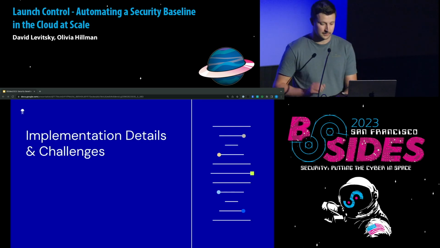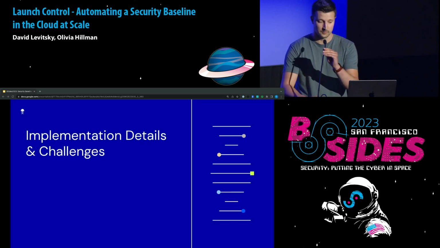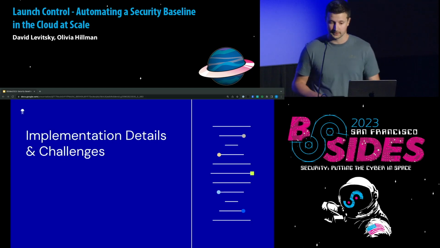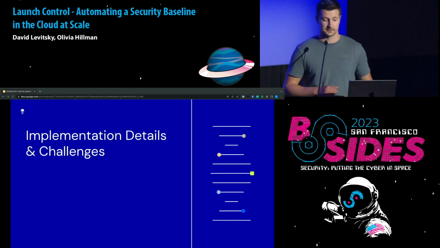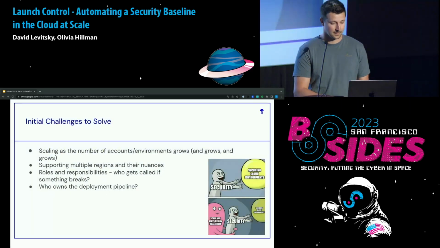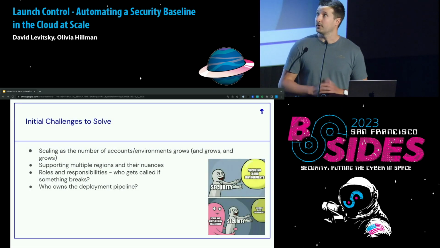So Olivia outlined the goals for what we want to see in a cloud security baseline. Now let's talk about some implementation details and how we'd actually build something like this. With all these things in mind, we had a couple of initial challenges that we knew we needed to solve.